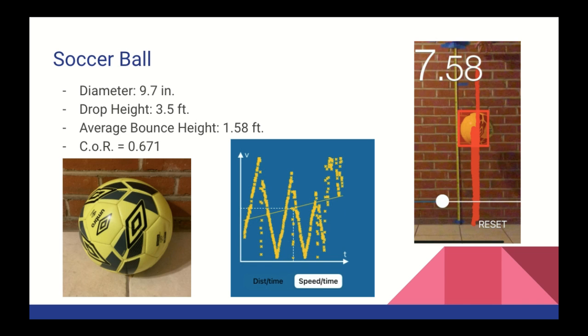The next ball was a soccer ball. The average bounce height for the soccer ball was 1.58 feet. This made the coefficient of restitution 0.671. As you can see, the same two images are available showing the experiment of the soccer ball and the graph of the speed versus time.